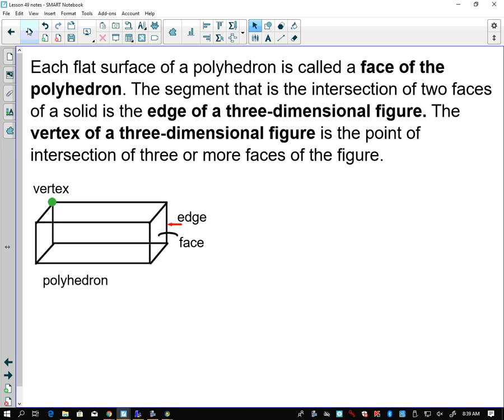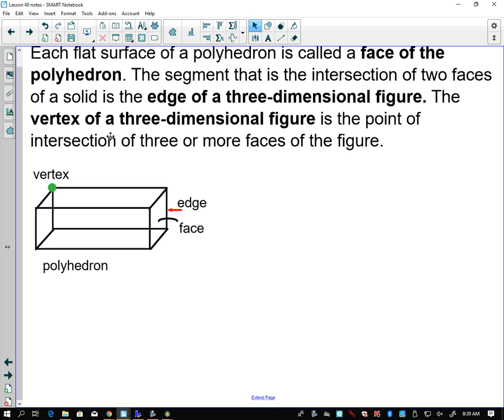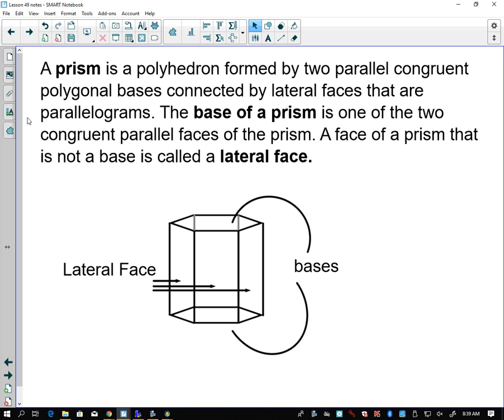Let's see. So I think you guys kind of understand the visual, what all is being represented there, right? And then, of course, that vertex is where it comes to a point. All right, let's look at some other things. All right, there we've got our hexagonal prism, just a nice way. There we have our lateral faces and we have our two bases.